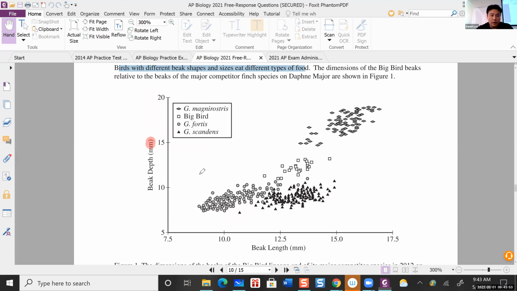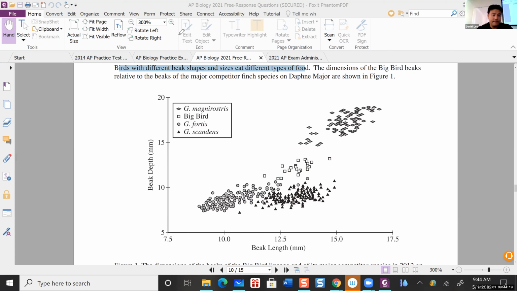And then this is worth a little bit of time to look at, right? You have the depth and length, and you can see the big bird is right here, which is the squares. So these are the big bird, okay? When I first look at this data, I'm looking at, okay, the big birds are around this length, about 13, and they're about this deep, right? Most of 13, yeah?